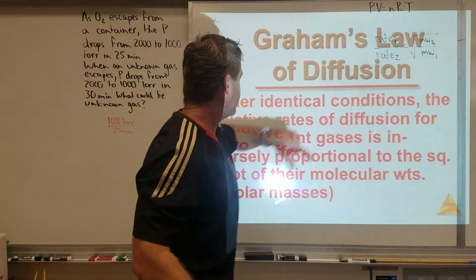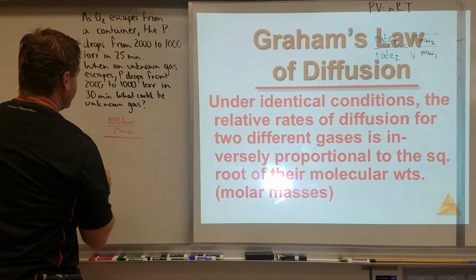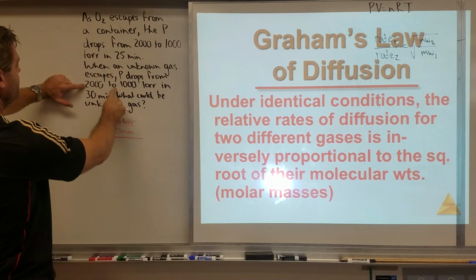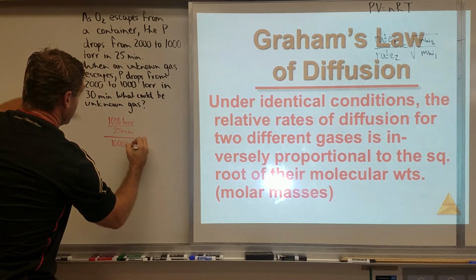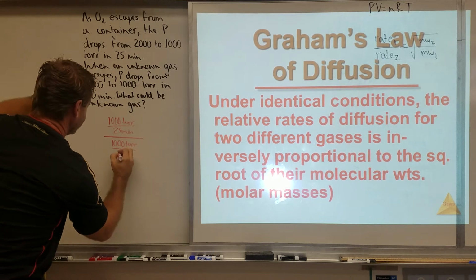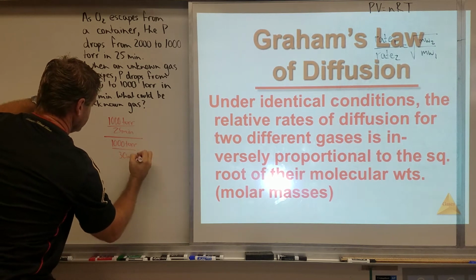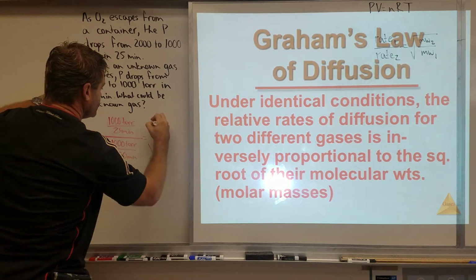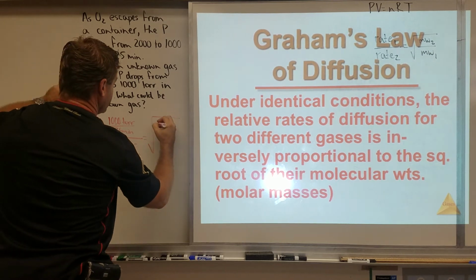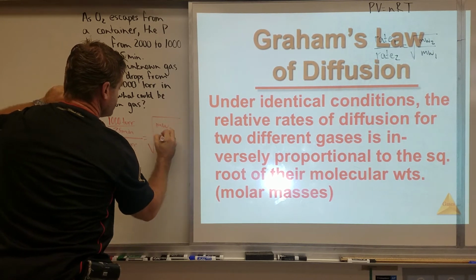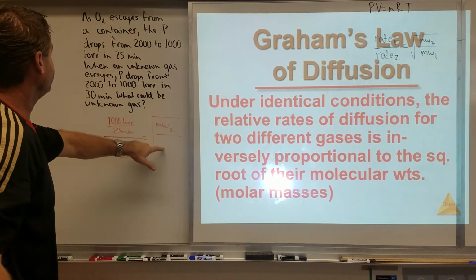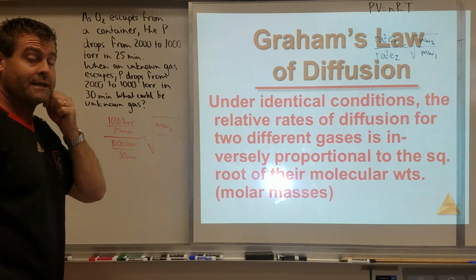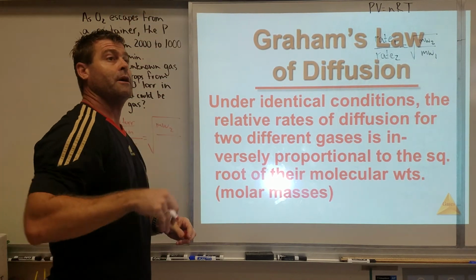You see what I did? I take rate 1 and divide it by the rate of gas 2. And what was gas 2? It went down 1,000 torr, and it took 30 minutes. And then that's going to equal the square root. You remember what we're going to do? The molecular weight of gas 2, which I don't know, so I'll put whatever my unknown gas is, over the molecular weight of the gas I know about, oxygen. Look at your periodic table, it weighs 16.